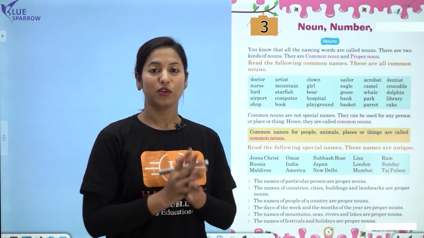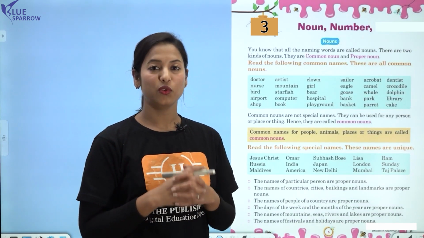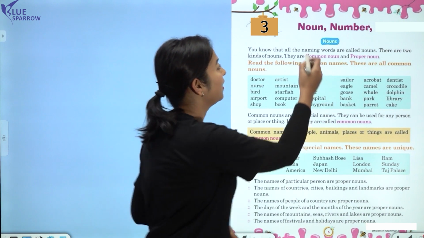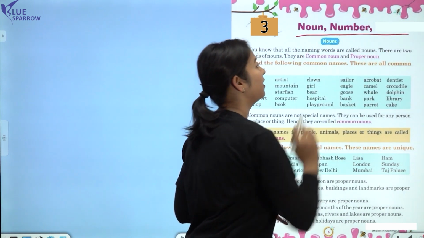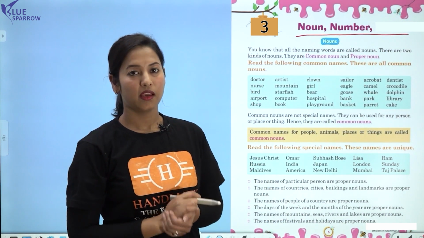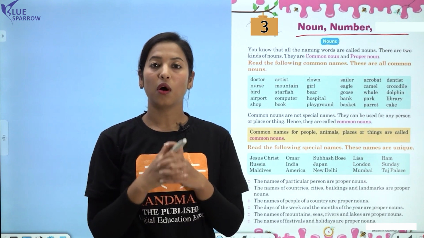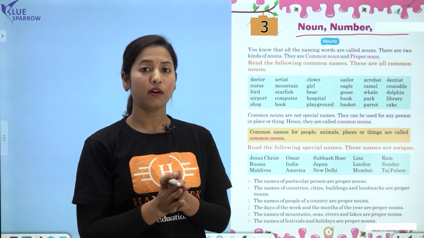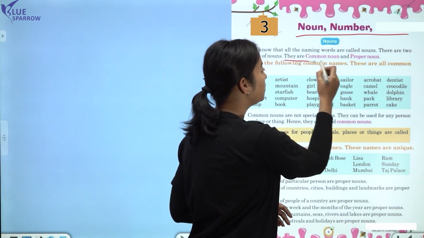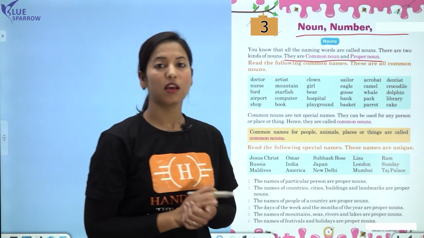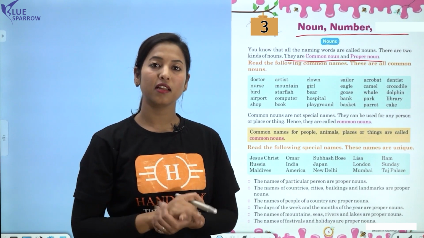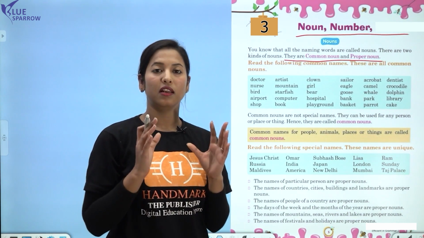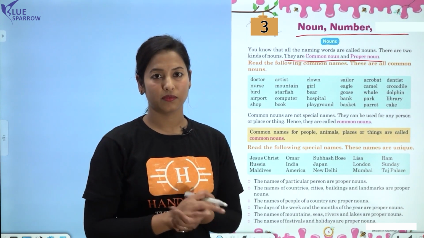Hello children, today we are going to start a new chapter, that is noun, number and gender. As you all know, all the naming words are known as noun. So here we are going to learn about two kinds of noun. First is common noun and second is proper noun. Let's understand the common noun first.